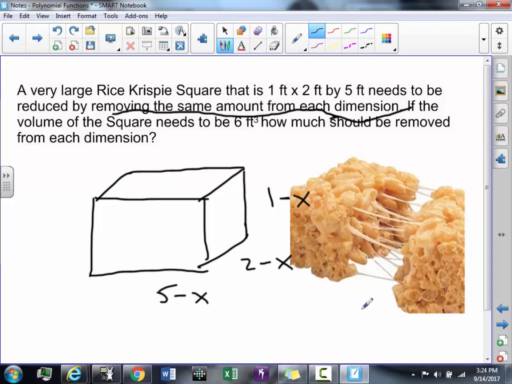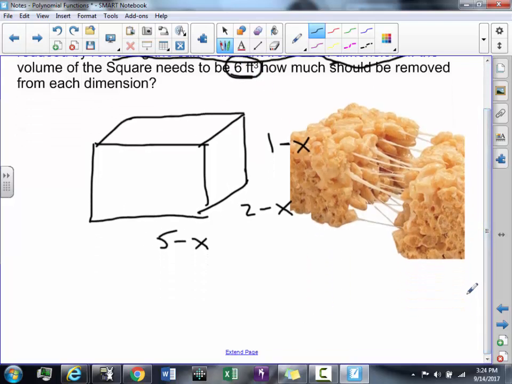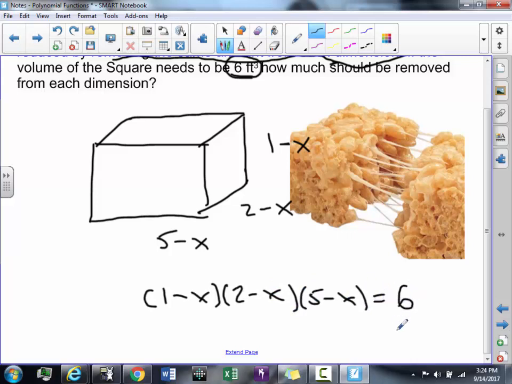But it's the same amount off all three sides, right? Okay. And then here's the cool part: they tell you that when you're done, you want to have 6 feet left. So what they're really implying in this really silly question, but the concept is what's important, is that if you were to take 1 minus x, the length, multiply by the width, and multiply by the height, when we're done, we want to have 6. How do we solve this?